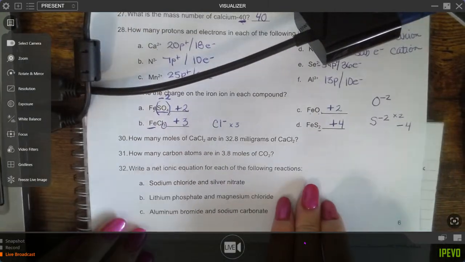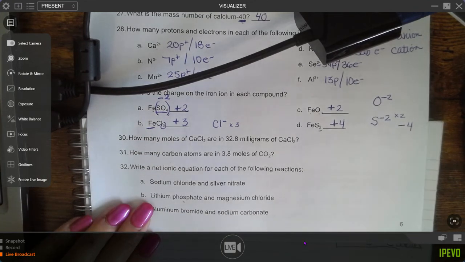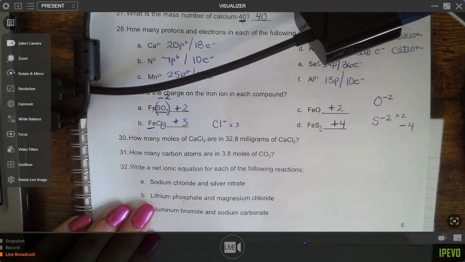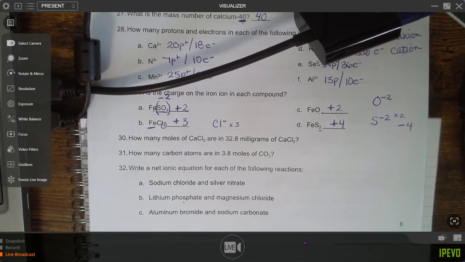So the next questions are to write a net ionic equation for the following reactions. To do that, we are going to need a periodic table. Let's hope I have a periodic table at home. It has my solubility rules on it. There we go.